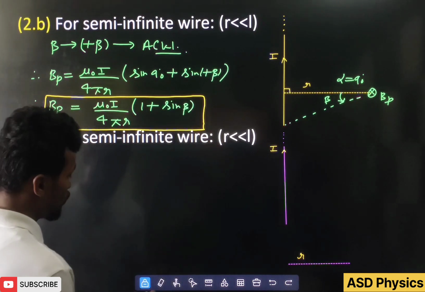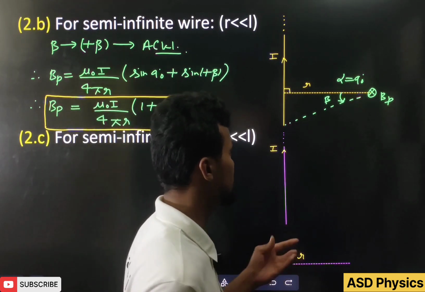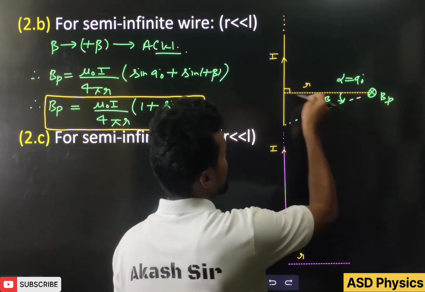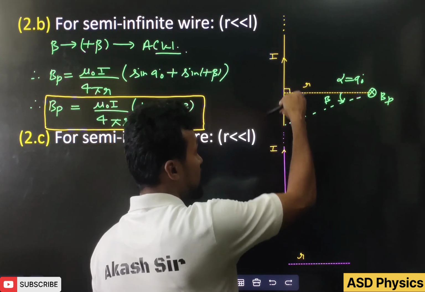That is the 2A case. After that, if we talk about this case, here what is happening is that from the point P we have drawn the perpendicular, and the other end of the wire was down this line, no?